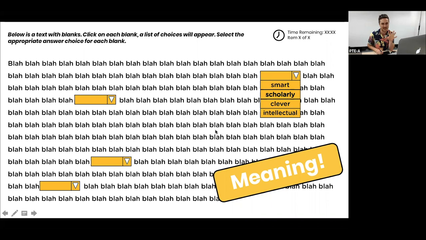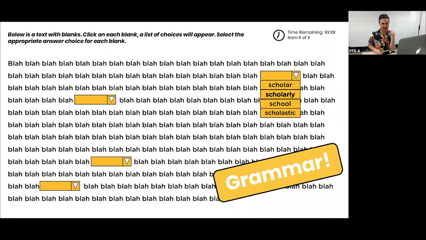Then you also have questions that will test you on grammar. So there'll be three ungrammatical words and one will be grammatical. For example, scholar, scholarly, school, and scholastic. So you'll have to select the adverb here because in this sentence, it's the adverb that makes grammatical sense.